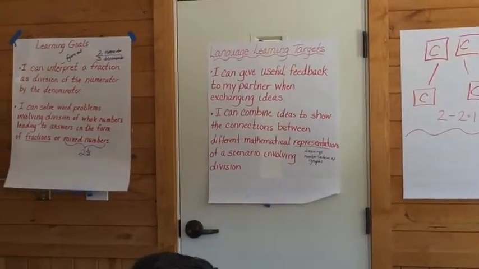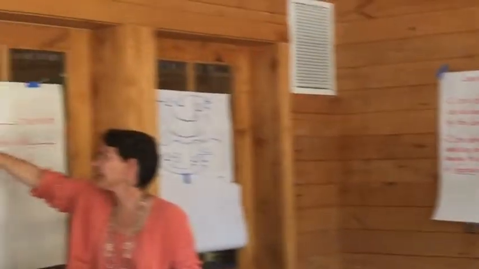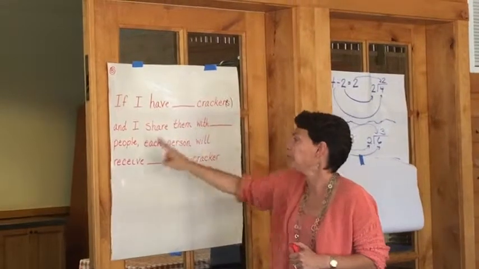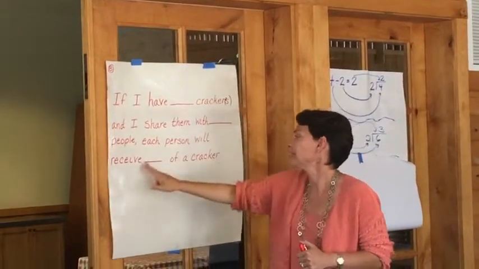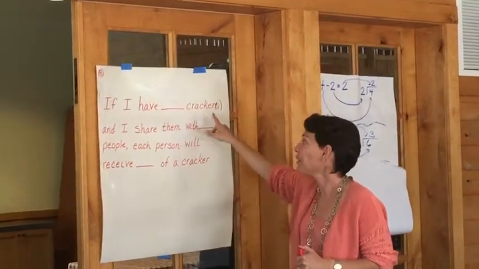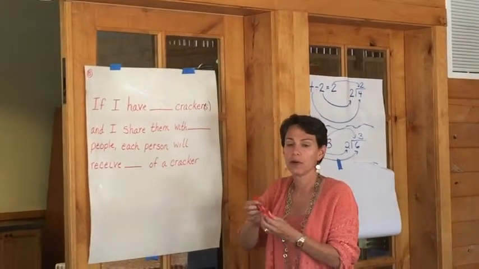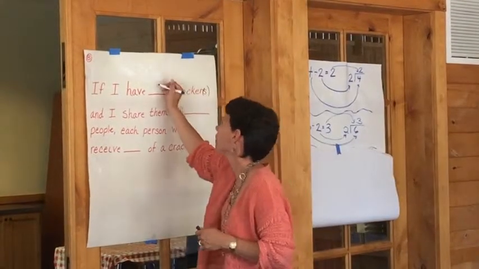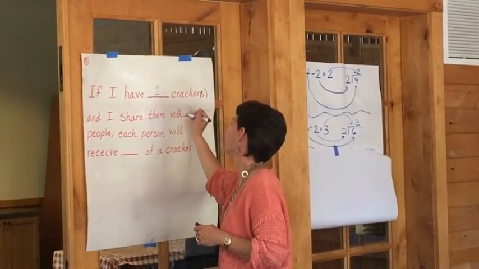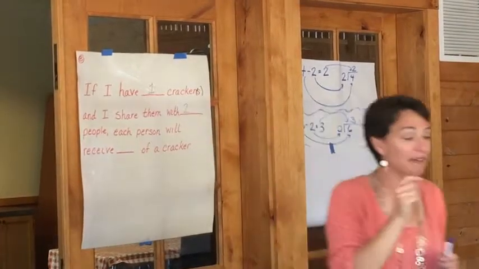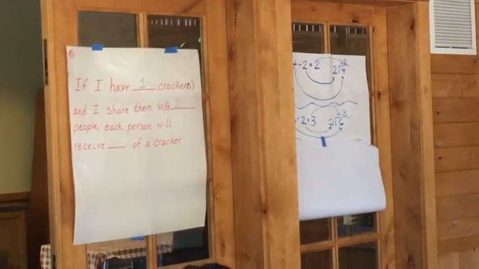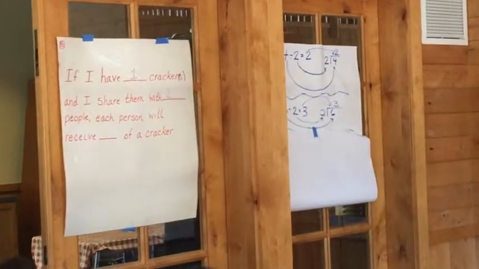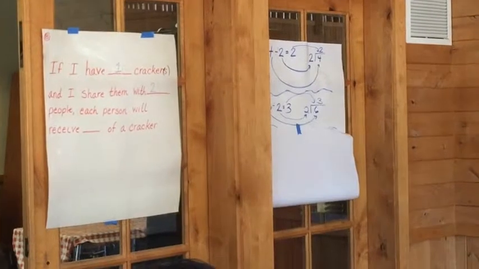Let's look at the sentence frame a second. If I have blank crackers and I share them with blank people, each person will receive blank of a cracker. So in this scenario, how many crackers do we have? 1. And I'm sharing them with how many people? 2. Okay. So what I have to figure out is what my answer is going to be. How many is each friend going to have? Who'd like to share their whiteboard with how they solved it?